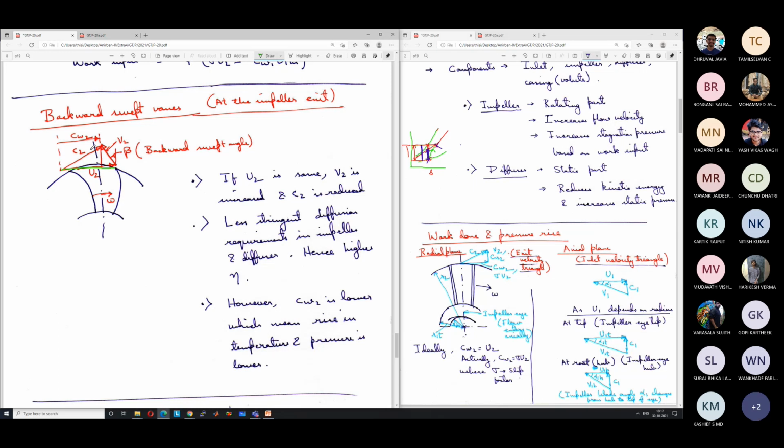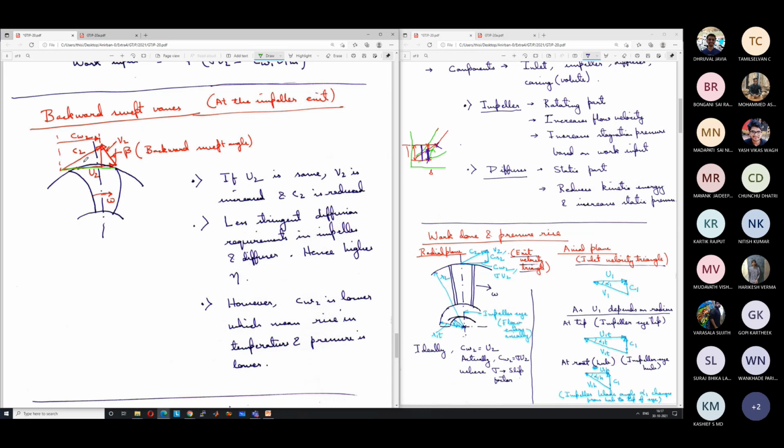I will discuss this in the next page. But the crux, the summary that you can take from here, is that more change of velocity needs to be done in the diffuser if C2 is larger. If C2 is smaller, the inlet velocity to the diffuser is smaller, so the diffusion requirement is less. As a result, frictional loss is less and we get higher efficiency.